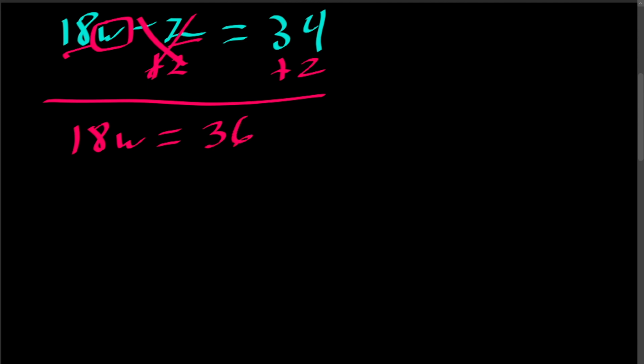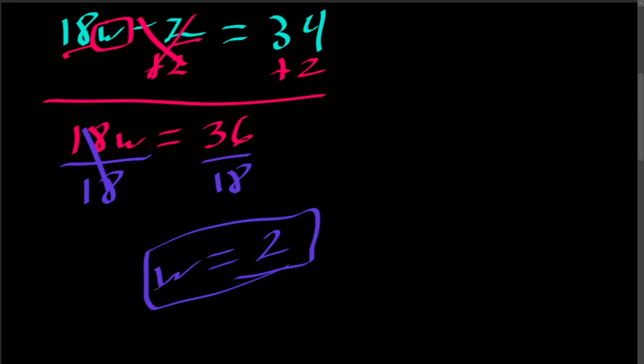And then our final step, how do we get rid of 18 away from w if they're right beside each other? Or if it's a coefficient? Well, they're multiplied, so the opposite of that would be dividing. So we're dividing by 18, so w will equal 2, I believe. Yep.